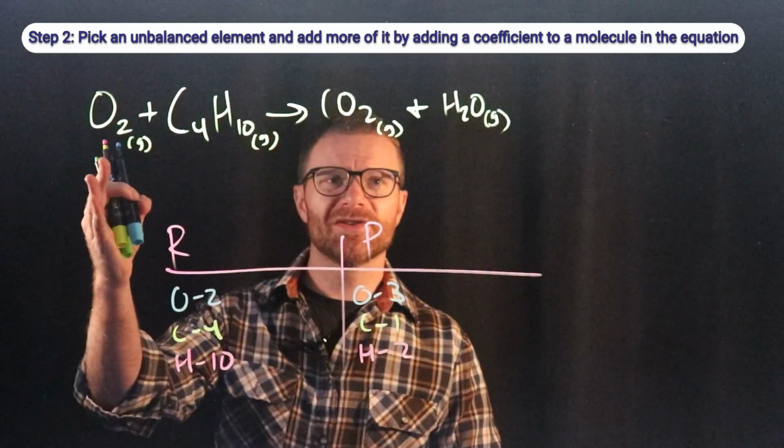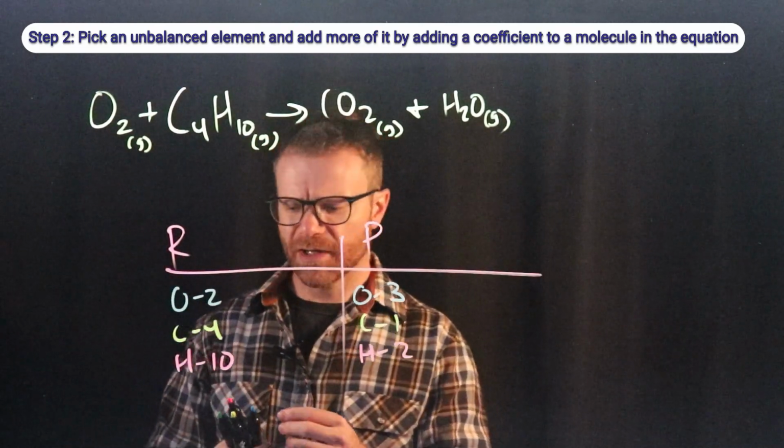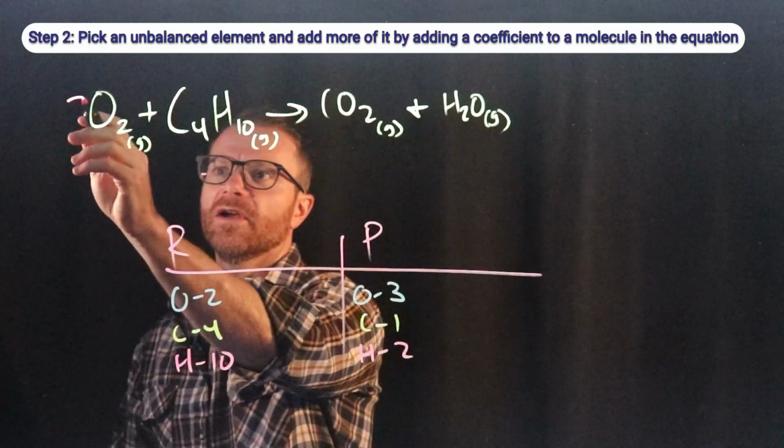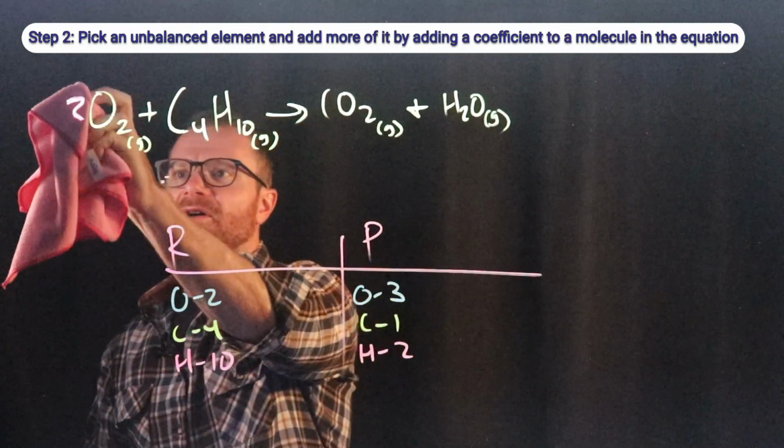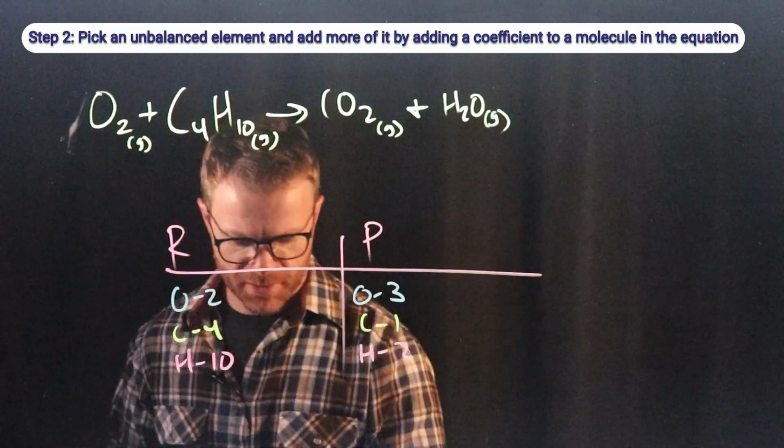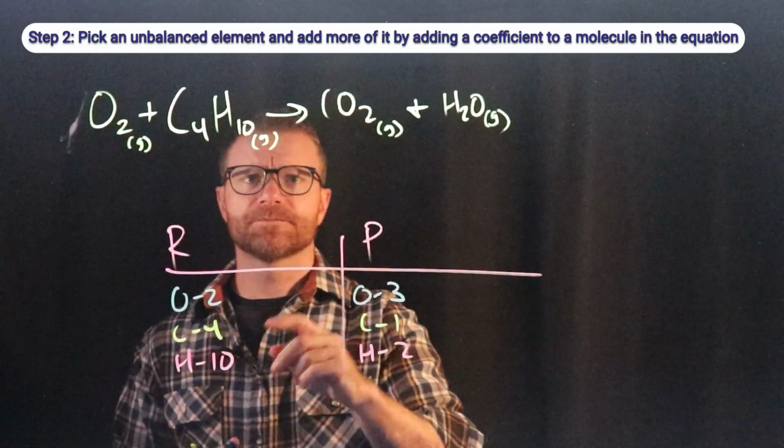We could do the oxygens first, although it's not going to work easily, because if I put a little 2 here, I would have 4 oxygens, but that wouldn't equal 3. So maybe oxygens isn't the best place to start. Let's start with our carbons.